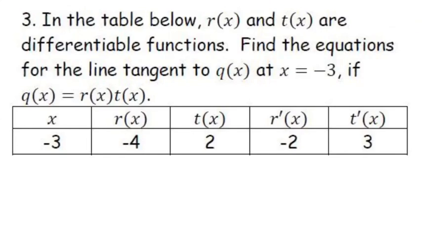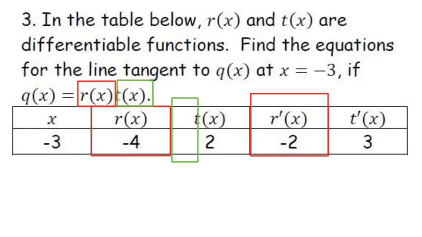In the table below, R of x and T of x are differentiable functions. Find the equation for the line tangent to Q at x equals negative 3 if Q is equal to R of x times T of x. So in this case, they don't give you a function. What they give you instead is a table. They kind of do the values for you, so that they're trying to see, can you track the table? And so my first function is r of x. That's this guy right here. His derivative is found over here. My second function is t of x. He is found here. His derivative is found over here.